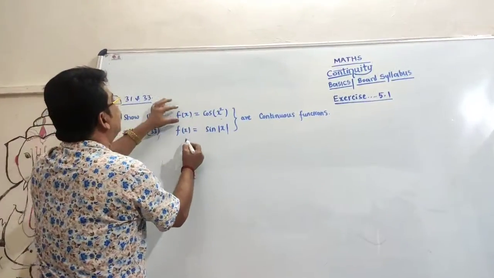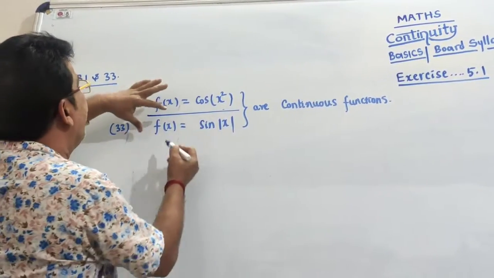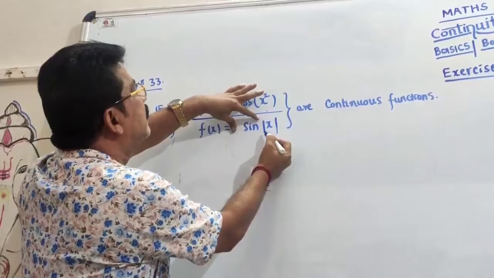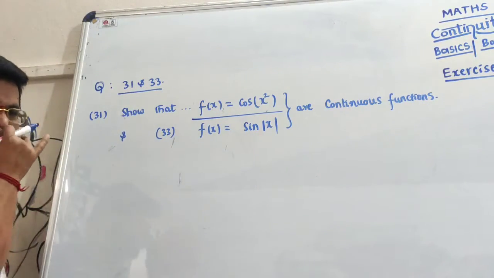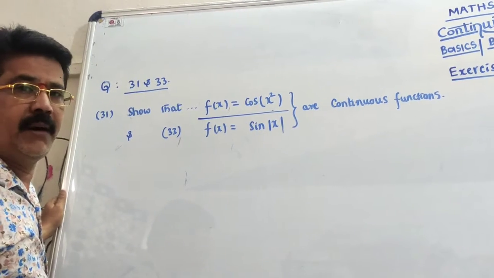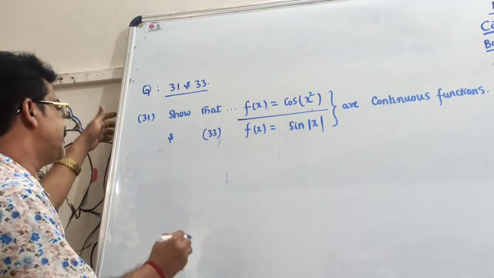Show that first f of x equal to cos of x square and f of x equal to sin of modulus of x are continuous functions. Already I said about the continuity of a composite function. So I wish to recall once again that definition.